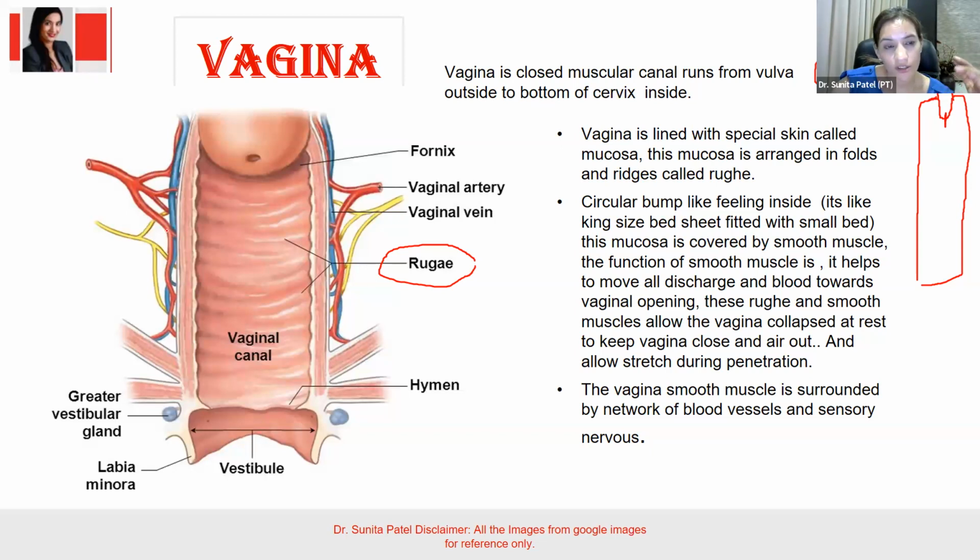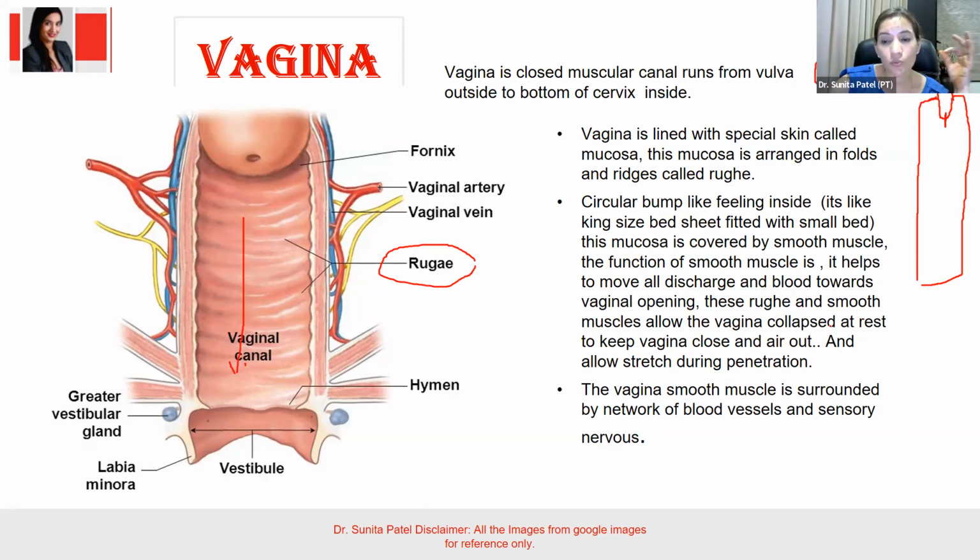Because of the contractions, whatever liquid is present in the upper part of the vagina, the discharge, will keep moving downwards, because they do a squeezing effect on top. Whatever liquid is coming from the uterus and the cervix will keep moving downwards towards the orifice, and will leave the body. That kind of structure is present inside the vagina, and it helps to move all the discharge and blood towards the vaginal opening.